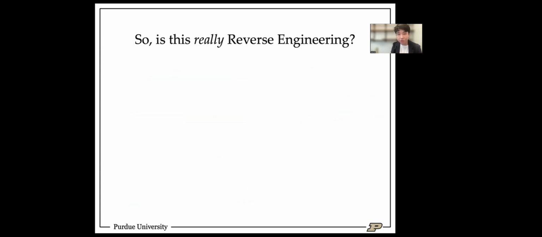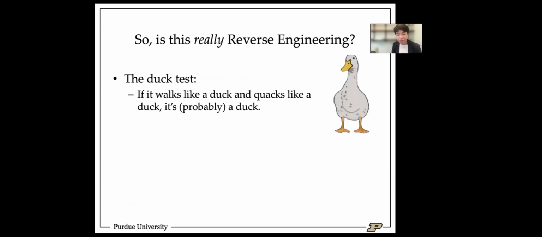So how are we going to do this? We're going to do something called the duck test. This is a very humorous way of putting this. Basically, if it walks like a duck and quacks like a duck, it's probably a duck. Of course, this test is not going to be perfect, but it suggests that our measure is behaving the way it should if it was actually proxying for reverse engineering activities.